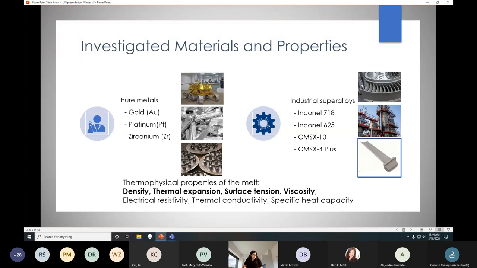We have successfully processed both pure metals and industrial superalloys in space. We have processed three pure metals in the JAXA-ELF facility: gold, platinum, and zirconium, which have extensively been used for various purposes. The two industrial superalloys we have are Inconel and CMSX. Both Inconel 718 and 625 are greatly used in aviation and marine because of their high corrosion resistance. CMSX-10 and CMSX-4 Plus are single crystal superalloys, which are used mainly for turbine blade manufacturing. The thermophysical properties that I am interested in are density, thermal expansion, surface tension, and viscosity.